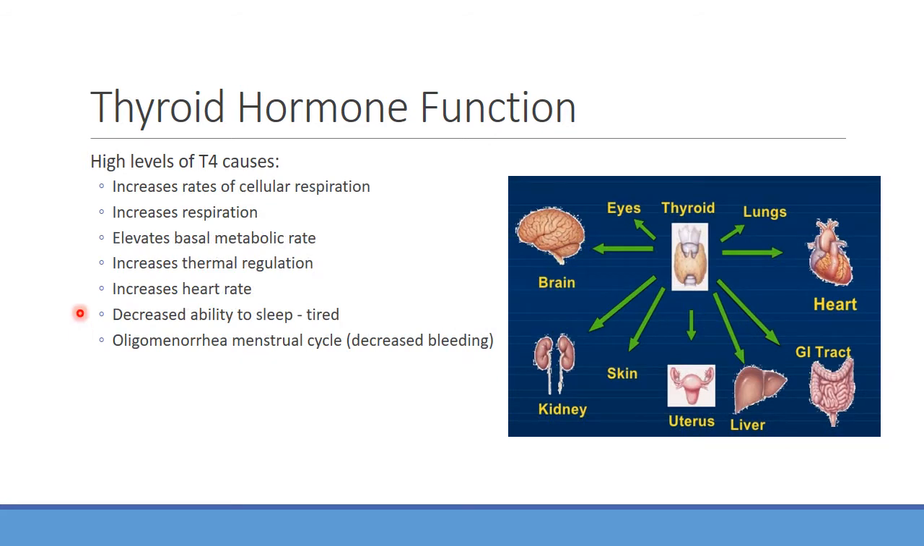You can also see things like increased respiration, higher metabolic activity in general. Typically, they're very hot, right? So you get increased thermal regulation there. Usually, you're not going to get a whole lot of sleep. They may have some insomnia, and also some issues with the menstrual cycle. So you may see some irregular bleeding associated with that as well. Okay.